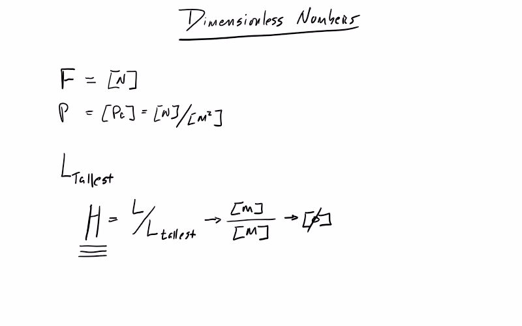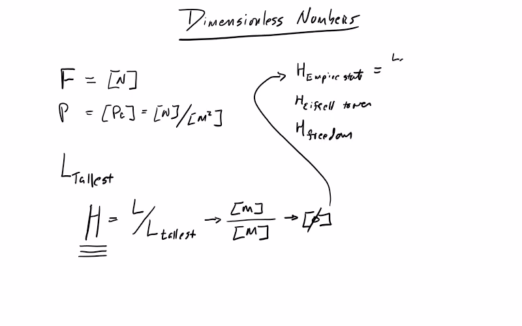So let's say I compare a couple of buildings: H of the Empire State, H of the Eiffel Tower, and H of, let's say, the Freedom Tower. And these are not real values. I actually don't know what the answers are. I'm just making stuff up at this point. For all of these, you get L of the Empire State over L tallest, L of the Eiffel Tower over L tallest, and L of the Freedom Tower over L tallest. And you get values. All of these values are going to be less than 1 because the tallest building is on the bottom. So maybe the Empire State is like 0.5, the Eiffel Tower is only 0.1, and the Freedom Tower is like 0.7 or something. All of these H values for these various buildings are dimensionless, because I've divided meters by meters.